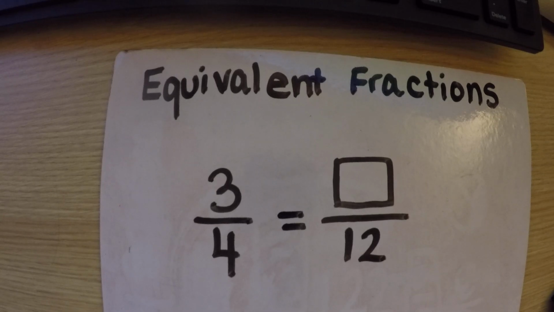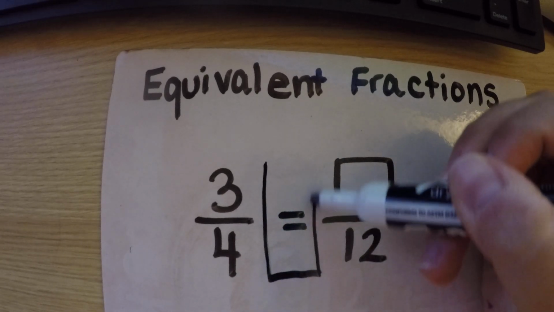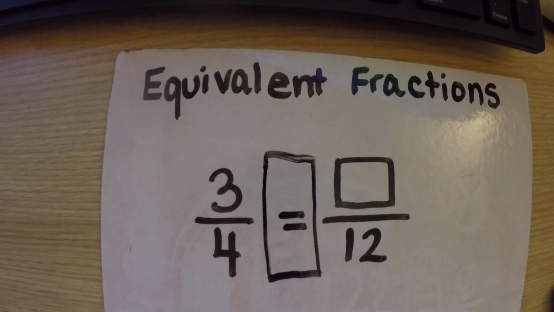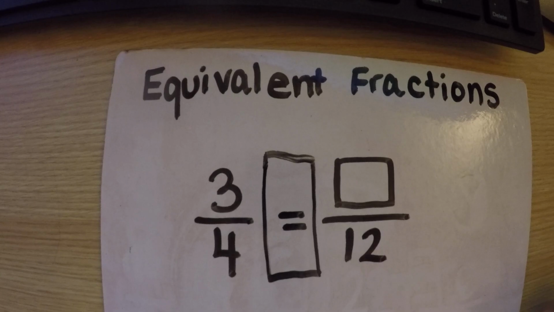Here we have 3/4 is equal to blank over 12. Well, again, when we think of equivalent fractions, we want to think of using a magic 1. So I'm going to draw that magic 1 over our equal sign. So I need to start with my denominator. Since they give me both numbers of the denominator, then I want to start with that. I want to start with the smallest number first.